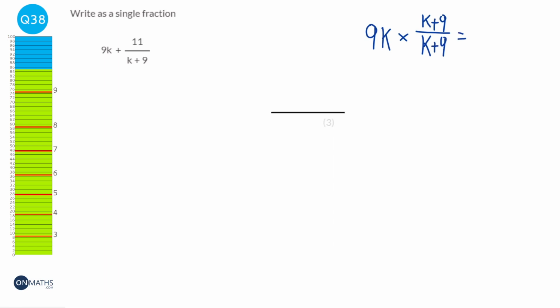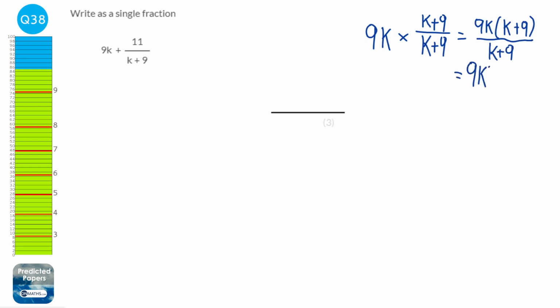So what we do when we times a 9k, or a term, by a fraction is we times the top, the numerator of the fraction. So it's going to be 9k brackets k plus 9, and all of that over k plus 9. Expanding the brackets, we get 9k squared plus 81k over k plus 9.